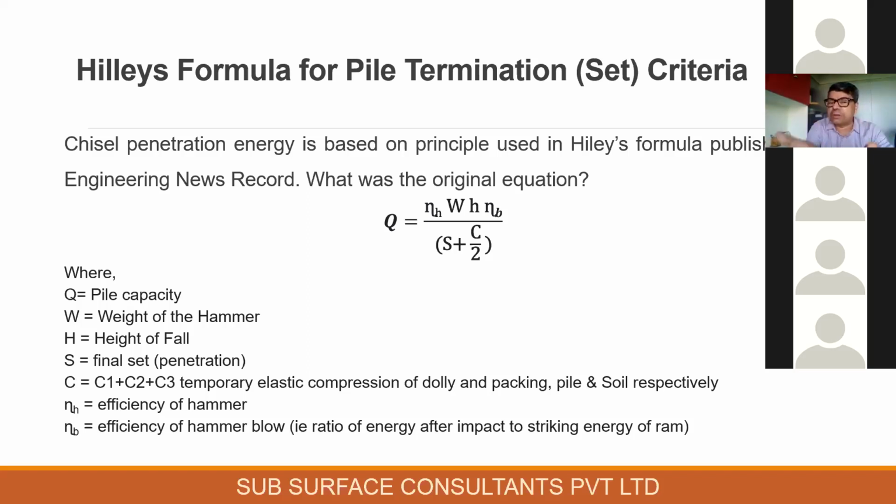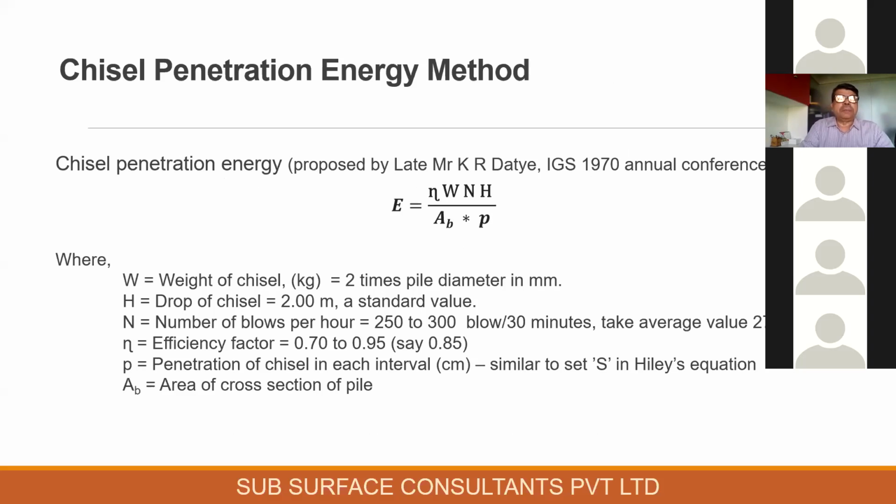So this energy concept has been carried forward by further researchers and workers, and they came up with the chisel penetration energy. For conventional tripod rigs, late Mr. K.R. Date proposed in the 1970 IGS annual conference an equation along very similar lines. So the chisel penetration energy E is equal to N, that is a bundled-up efficiency factor, multiplied by the weight of chisel, into the number of blows per unit time interval, into H. So we can look at this.